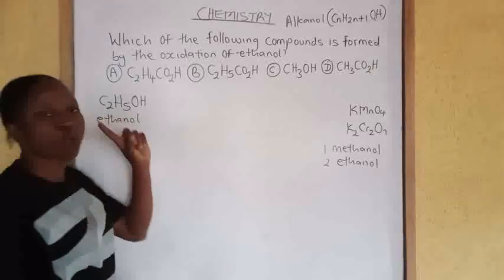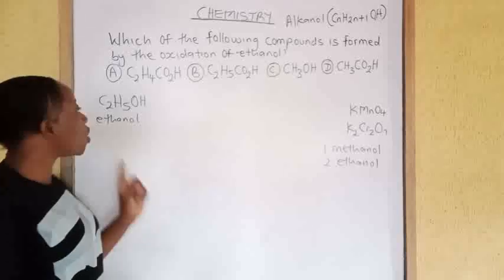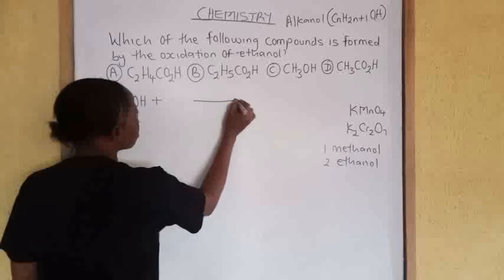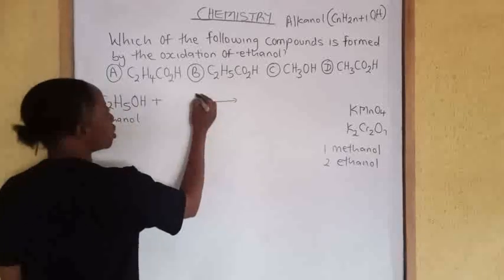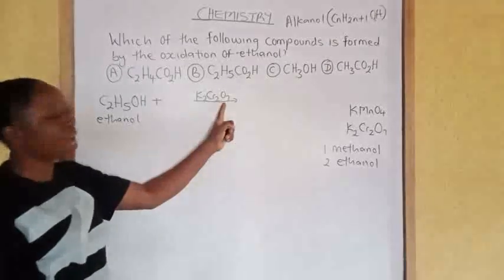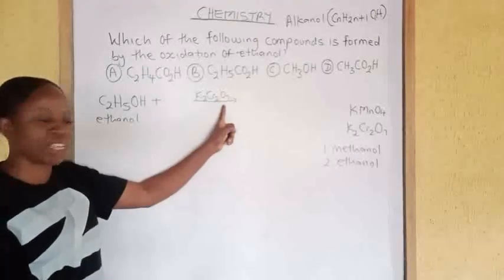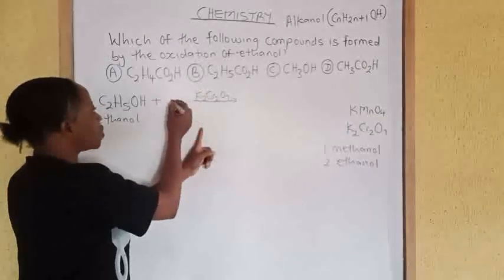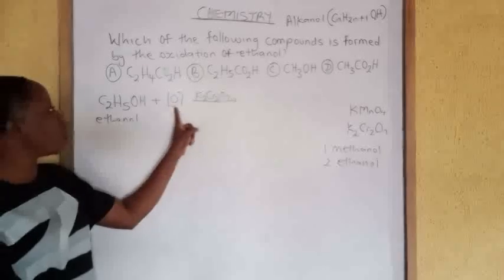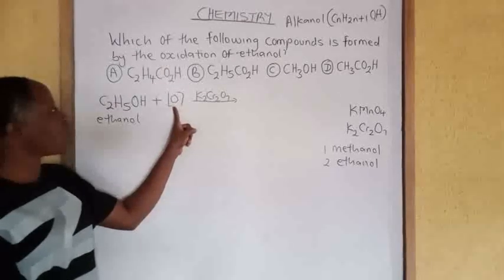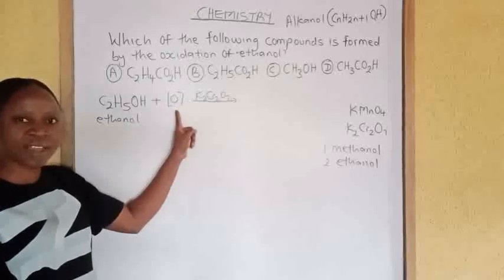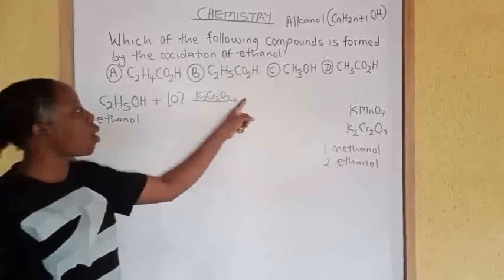Then ethanol will oxidize in the presence of oxidizing agents. So there will be addition of oxygen. So your oxidizing agent will be on the arrow. Let's use K2Cr2O7. So oxygen will be added from these oxidizing agents. So you take oxygen from these oxidizing agents, since oxidation means addition of oxygen. So this is oxygen atom, not oxygen molecule, that is from this oxidizing agent. So what will be our product?